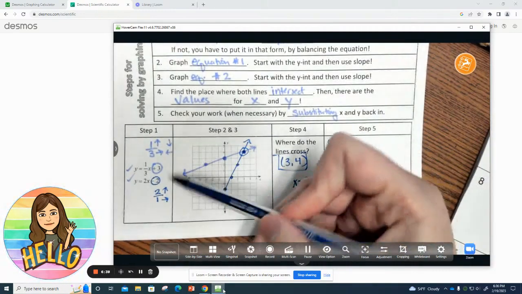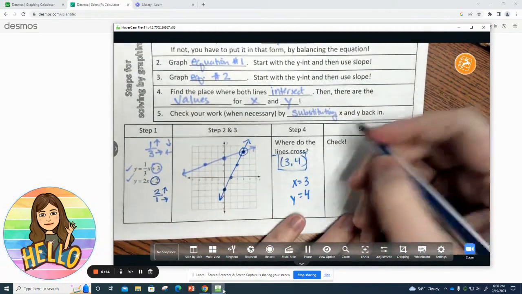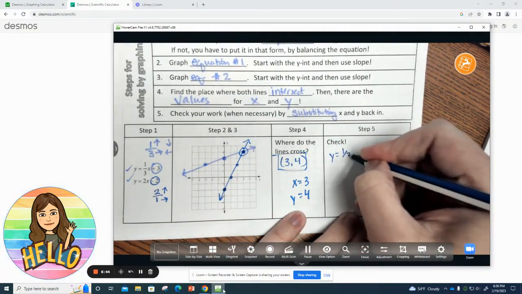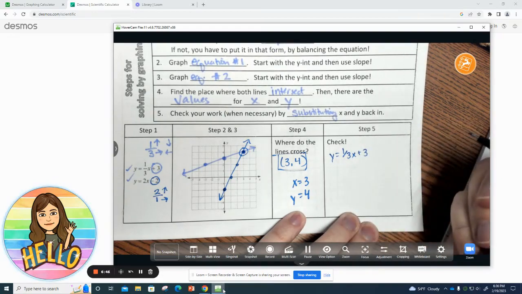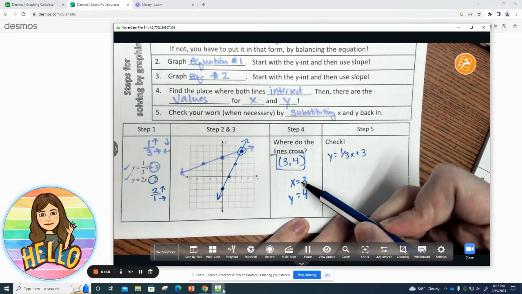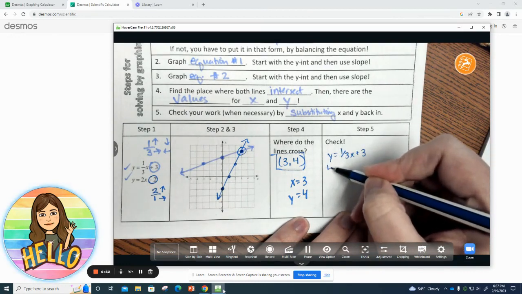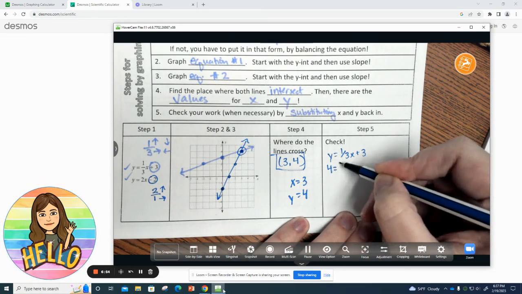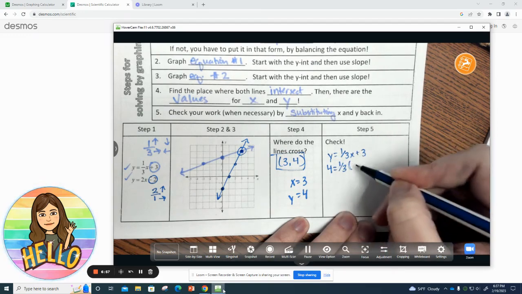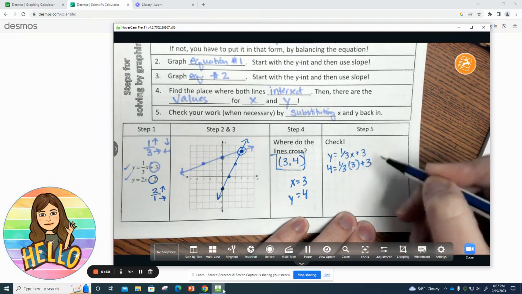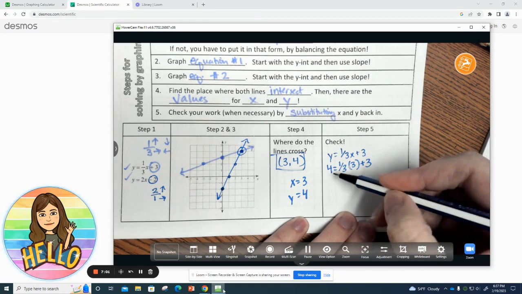So here we have these equations. We're going to write these out. 1/3 x plus 3. We are claiming that x is 3, y is 4. So I'm going to substitute these in. So in place of y, I'm going to put 4. And in place of x, I'm going to put 3. And I'm going to solve this out and be sure this works out.